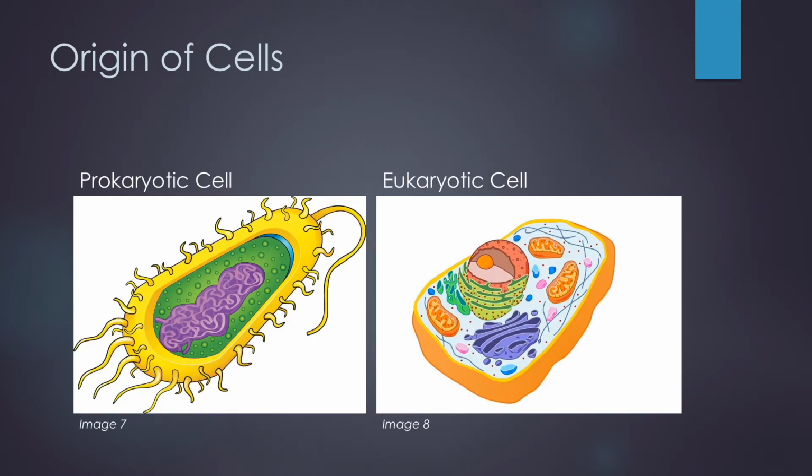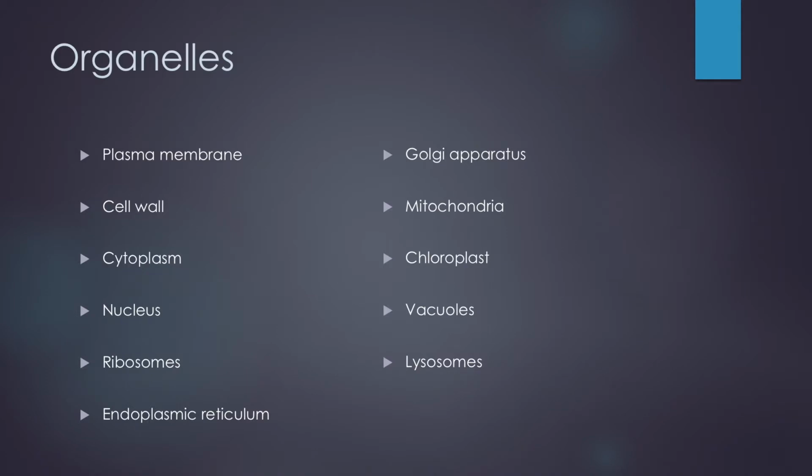Here we have diagrams showing a prokaryotic cell on the left and eukaryotic cell on the right. Notice that the prokaryotic cell has no membrane-bound organelles, while the eukaryotic cell has a bunch of organelles scattered throughout. Now that we know the difference between prokaryotes and eukaryotes, we can start going through the organelles found in eukaryotic cells. Here's a list of all the major organelles we'll learn about. The plasma membrane, cell wall, cytoplasm, nucleus, ribosomes, endoplasmic reticulum, Golgi apparatus, mitochondria, chloroplast, vacuoles, and lysosomes.